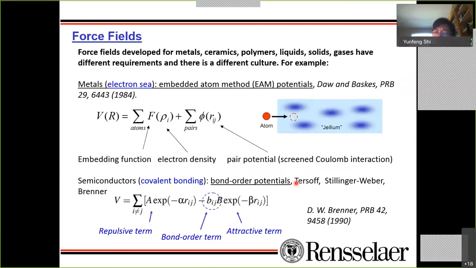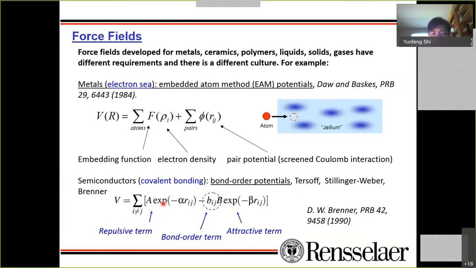The first one is probably Tersoff. Earlier there was Abell, and then Tersoff, Brenner. Don Brenner happens to be my postdoc advisor, but I'm actually not using too much of his potential. Anyway, here you can see that the potential energy of a bond order potential goes like this.